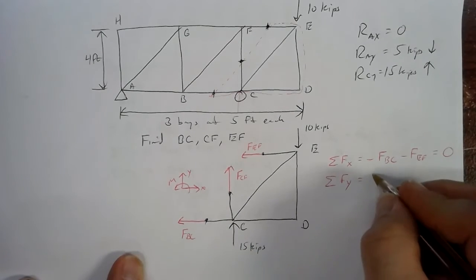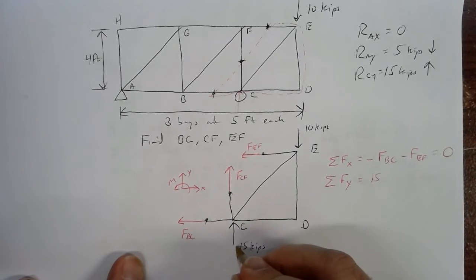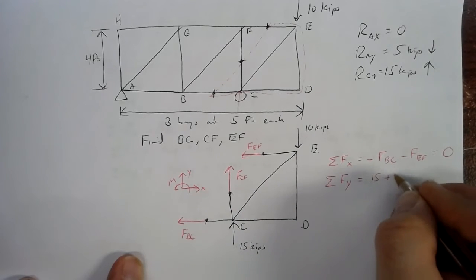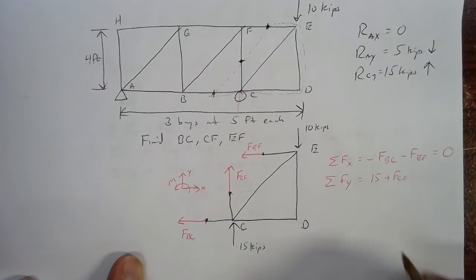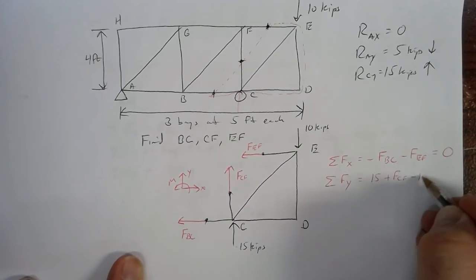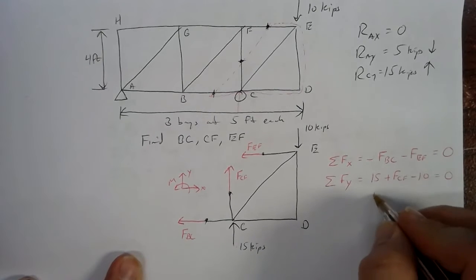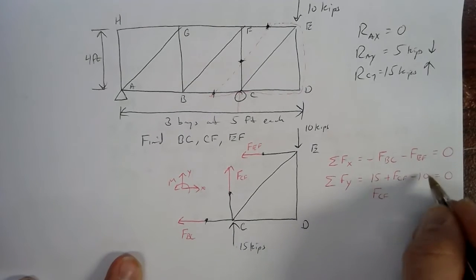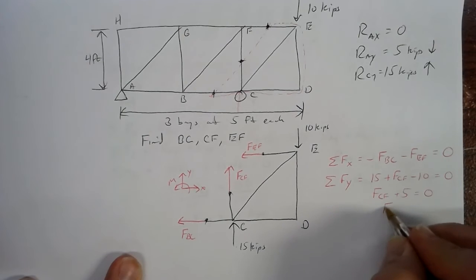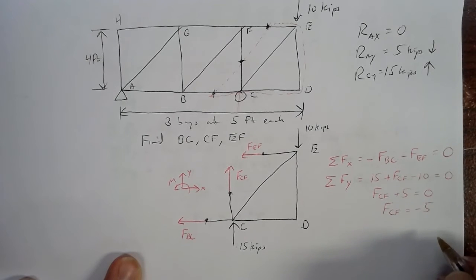So let's do our y direction equation. For y, we've got a positive 15. We've got a positive FCF. And we've got a negative 10. That one we can solve right away. If we combine the numbers, we've got FCF. 15 minus 10 is 5, so we have plus 5 equals 0. So FCF is a negative 5. So member CF carries 5 kips of force.